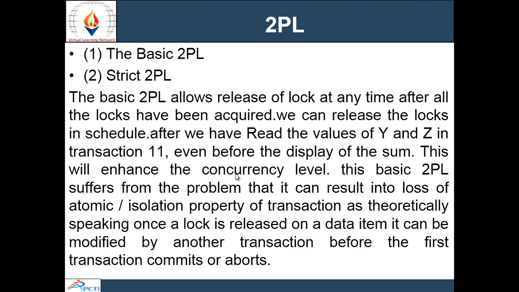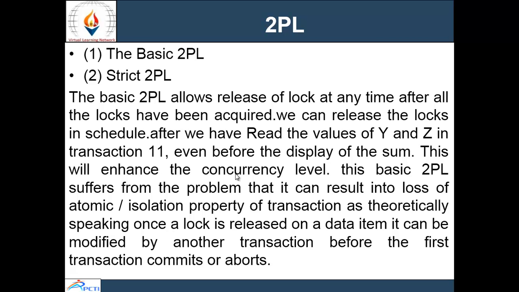There are two types of two-phase locking. The basic two-phase locking allows the release of a lock at any time after all the locks have been acquired. Means once you acquire all the locks, then you can release the locks at any time. That means we can release the locks in a schedule after we have read the values of Y and Z in a transaction.